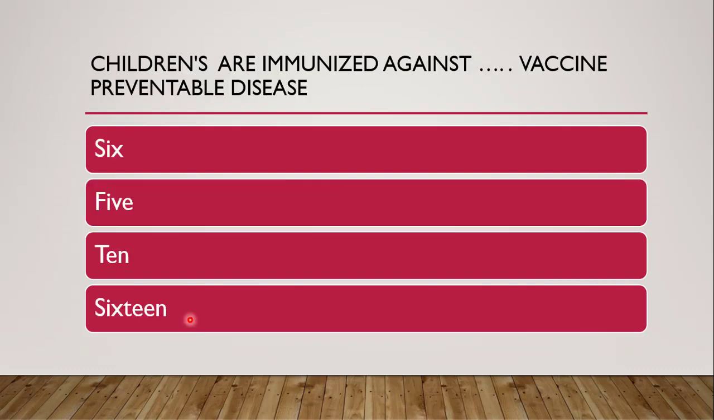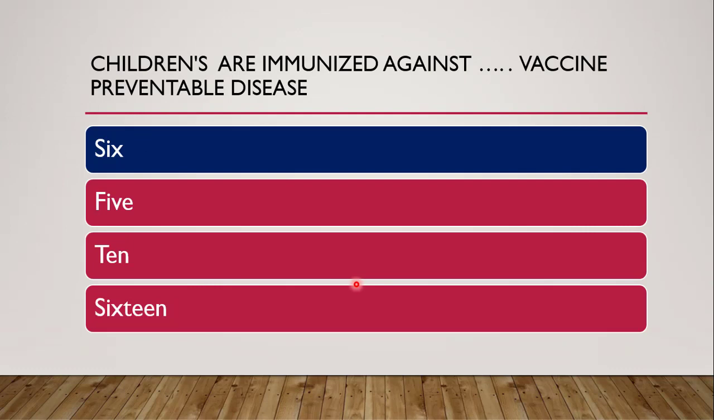Next question is, children are immunized against dash vaccine preventable diseases. Whether they are 6 in number, 5 in number, 10 in number, or 16 in number. The correct answer is 6.